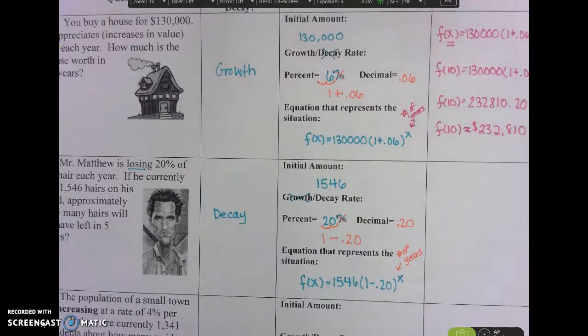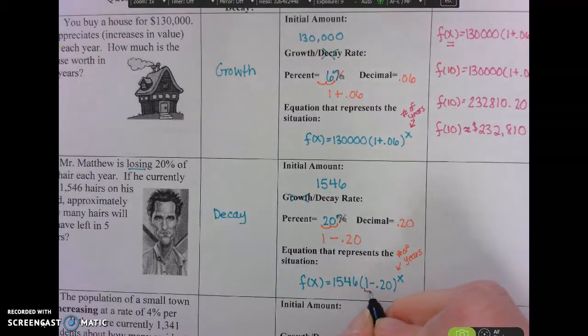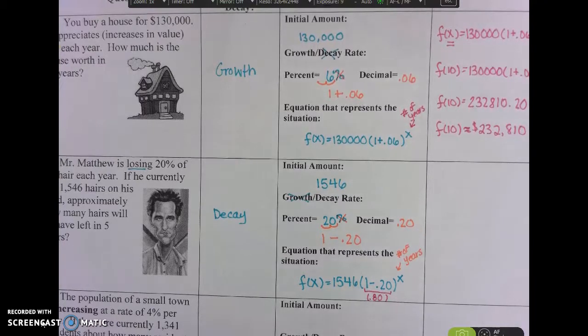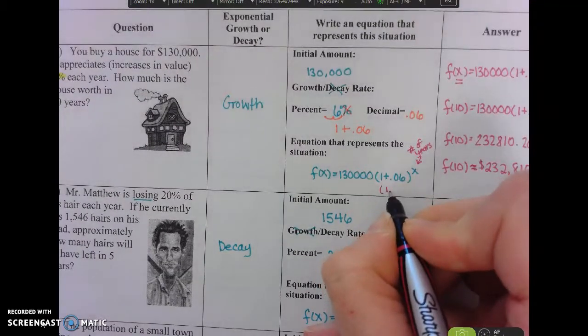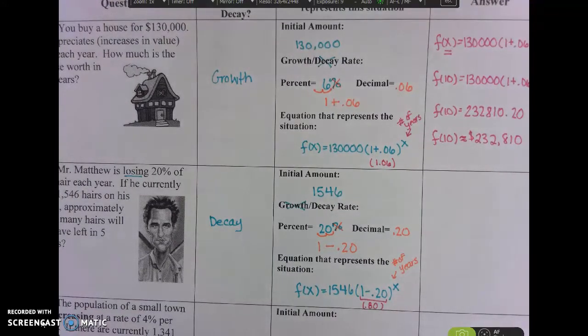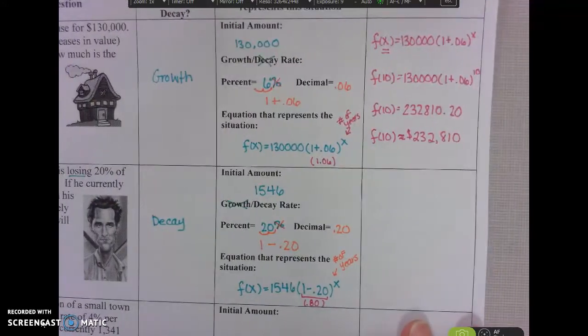You are welcome to simplify, by the way. You could take this and put it in your calculator, and it gets you 0.80, which is a number smaller than 1. Same with this one above. You could make that 1.06. You don't need to keep it as 1 plus or 1 minus. If you want to simplify, feel free to do so.